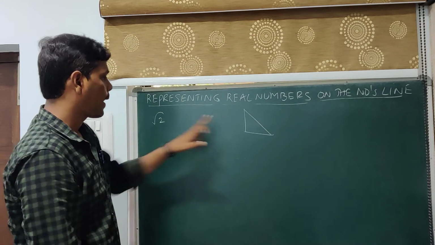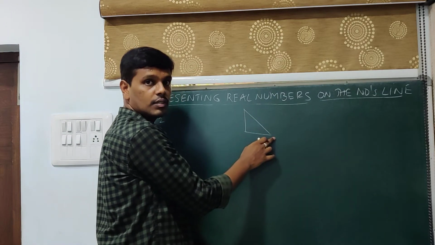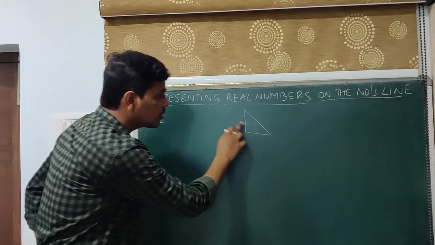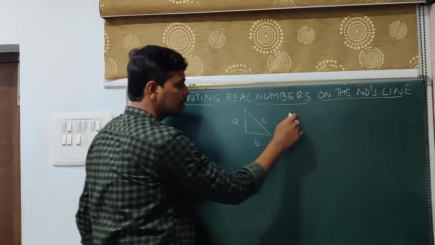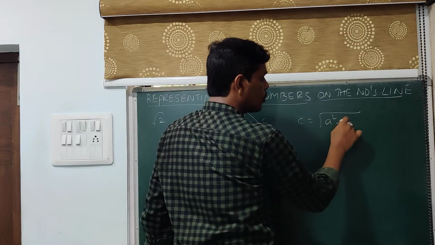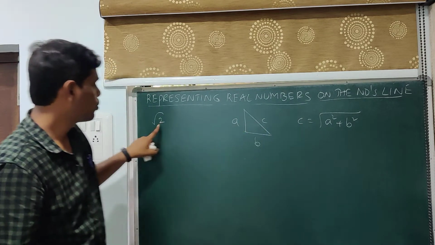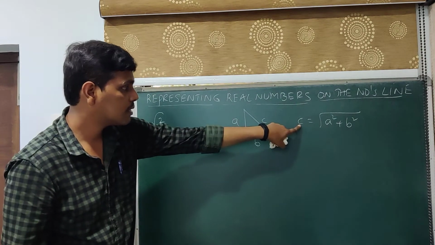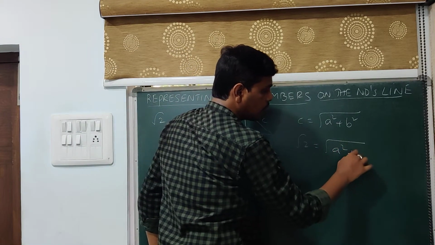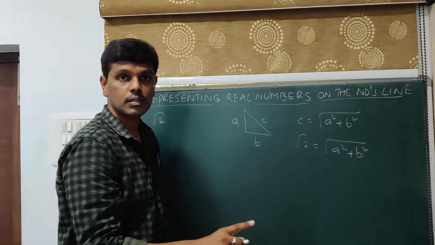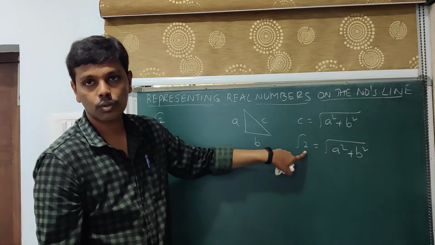Now I want this side to be root 2. Think of what these two sides should be, so that it will give you root 2. We know that if this is a, this is b, this is c, we have c equal to root over a square plus b square. Now we want this c to be root 2. So think of what numbers you are supposed to place here in place of a and b, so that you will arrive at root 2.